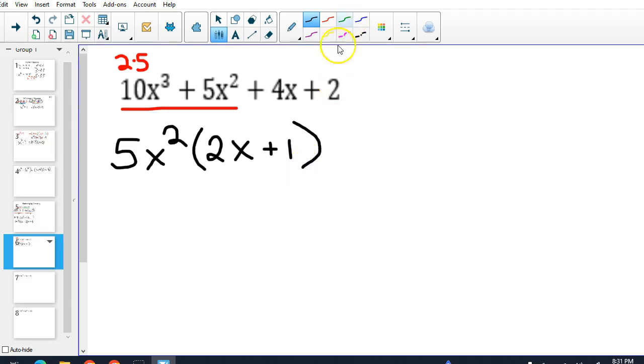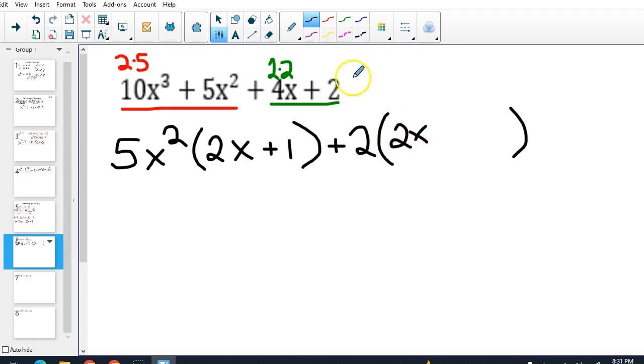Okay. Now let's see what's in common between our 4x and our 2. Since 4 is 2 times 2, they both have a factor of 2 in there. So we're going to bring that out. So we have plus 2. And what's left on the inside? 4x divided by 2 is 2x. 2 divided by 2 is 1, plus 1. We notice again, these are the same. So we grouped them together so we could factor.